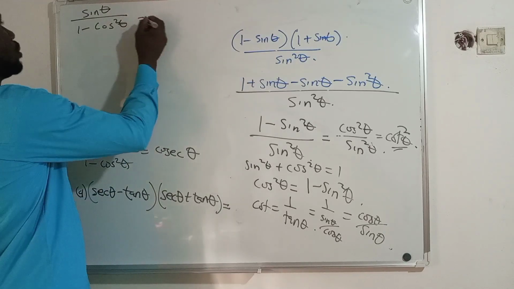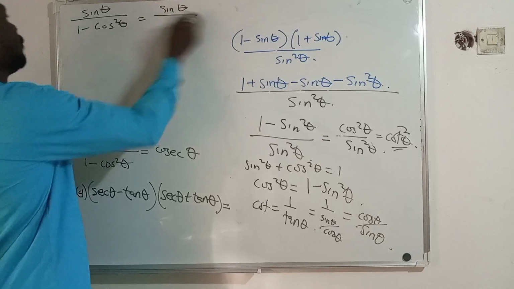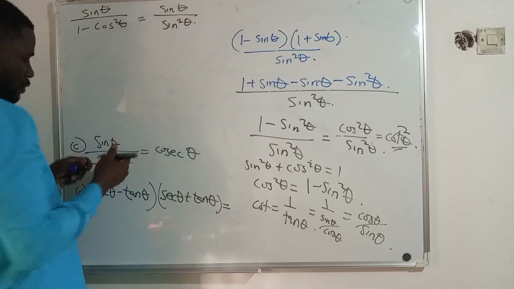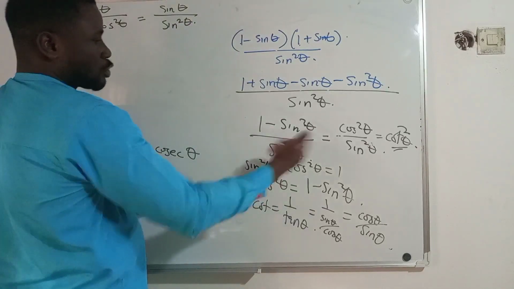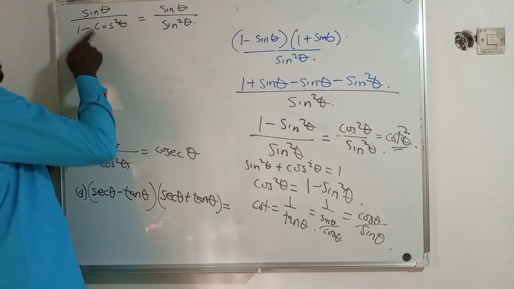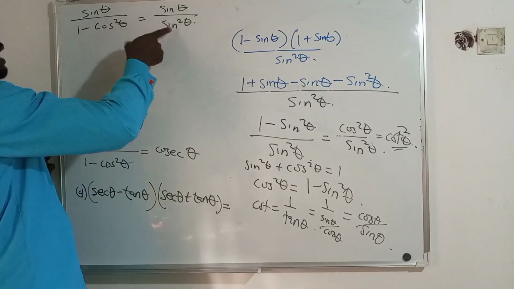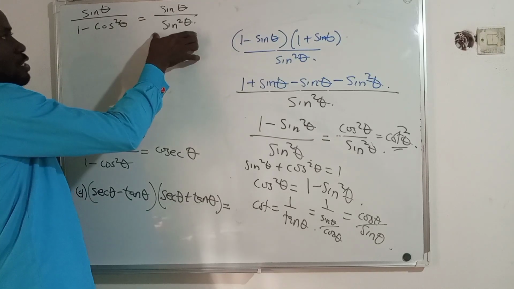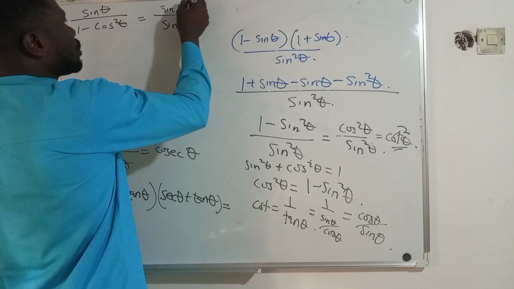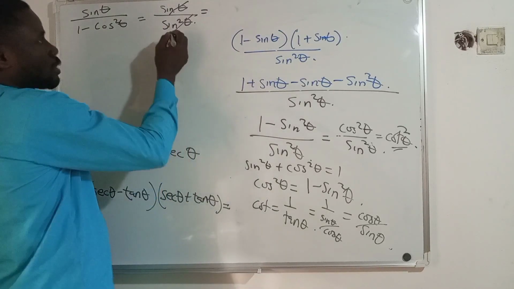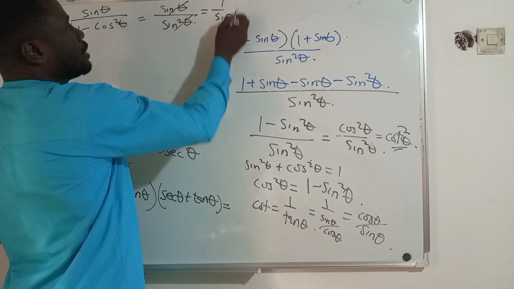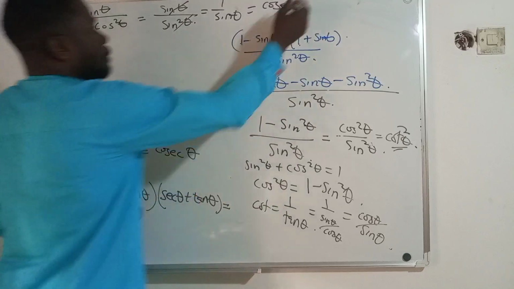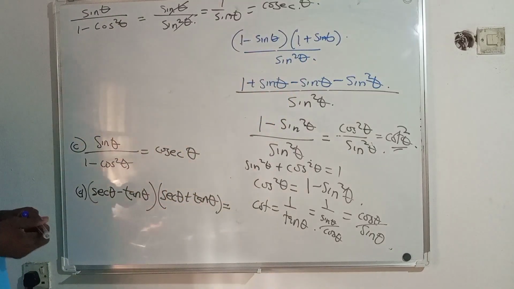Now this is equal to sine theta all over 1 minus cos square theta. Of course, from sine square theta plus cos square theta equal to 1, if you make sine square theta the subject of the formula, you will have 1 minus cos square theta. So sine theta all over sine square theta, that will give us what? One sine will cancel itself, and that will be 1 all over sine theta. And 1 all over sine theta is equal to cosec theta. And see, we have proved that.